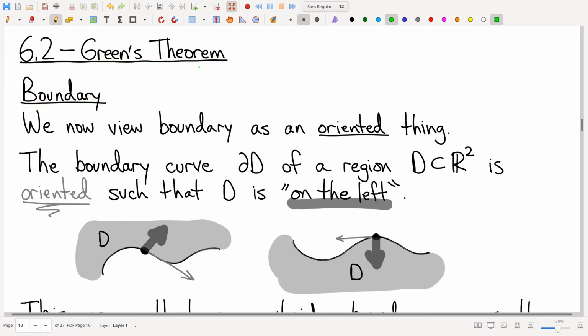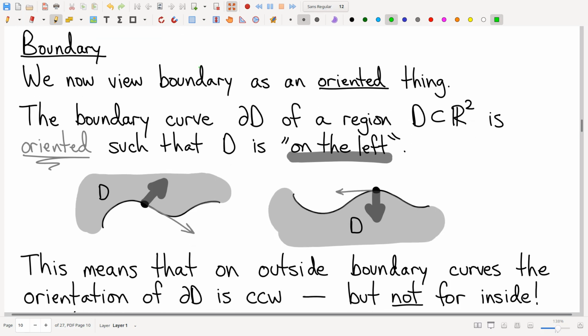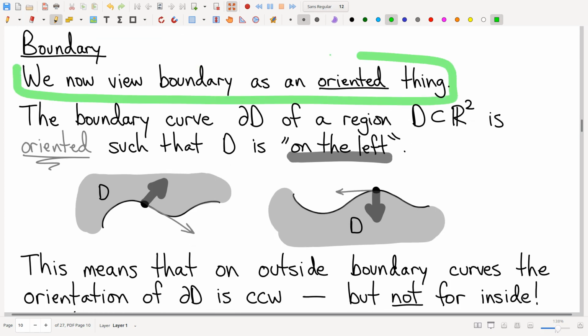Okay, so, broad point. Henceforth, boundary means oriented. It hasn't up to now, right?